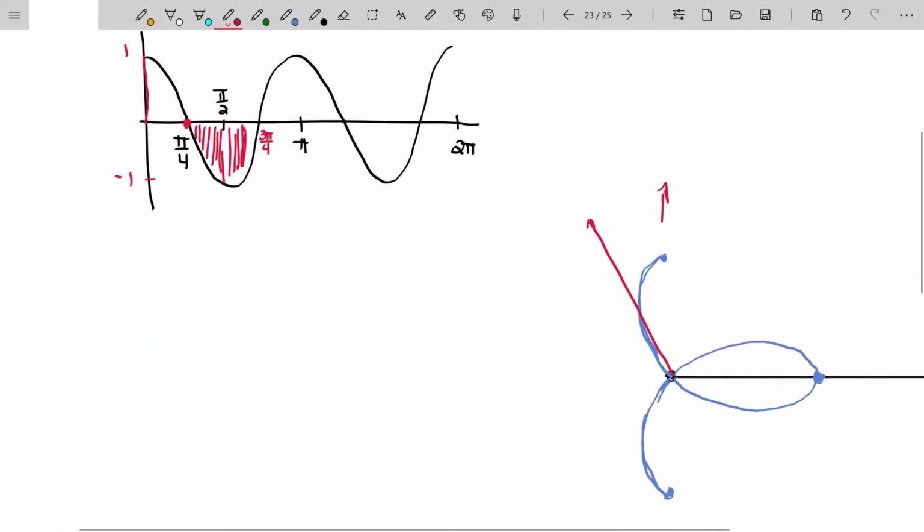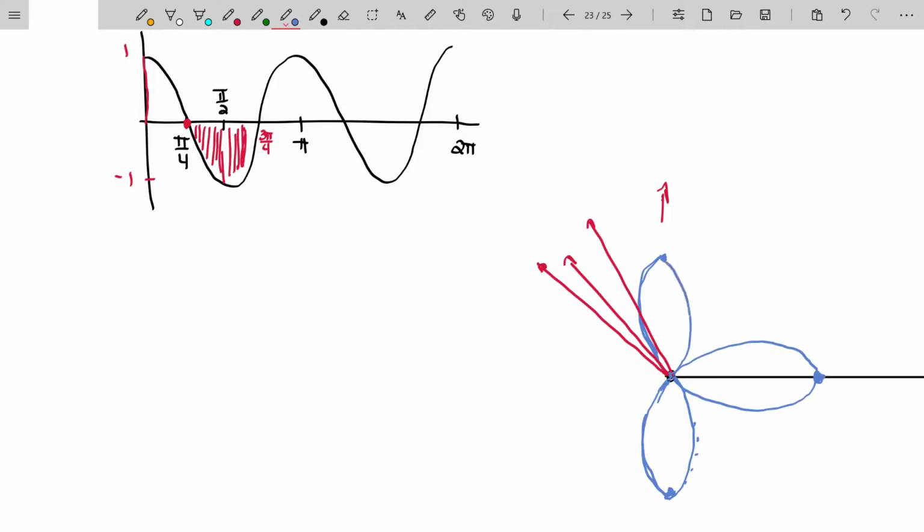So I continue throwing rocks behind me, until I get to 3 pi over 4, where the rocks will land at my feet. Again, I continue throwing behind me until they land at my feet. Well, because this is symmetric about the polar axis, I know it's going to look like that up there as well.